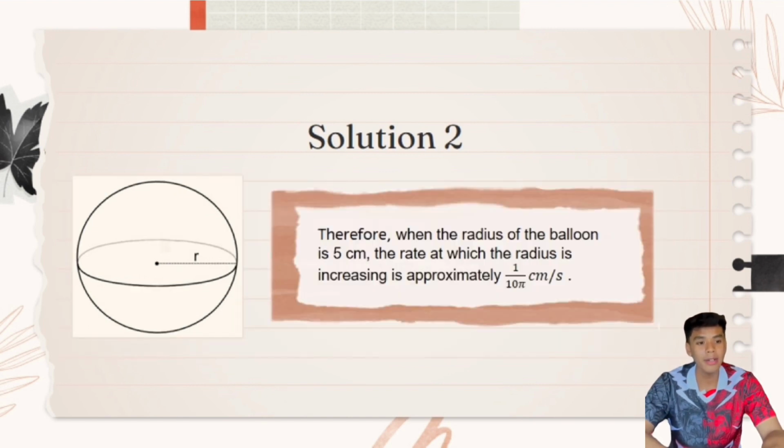Therefore, when the radius of the balloon is 5 cm, the rate at which the radius is increasing is approximately 1/10 pi cm per second.